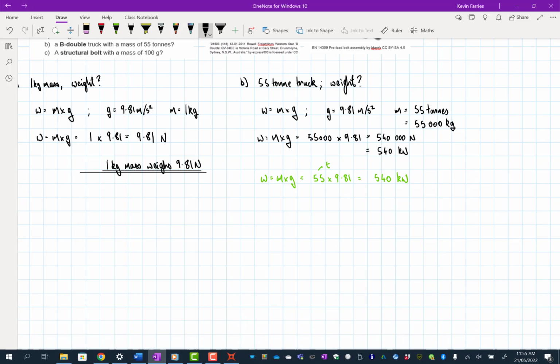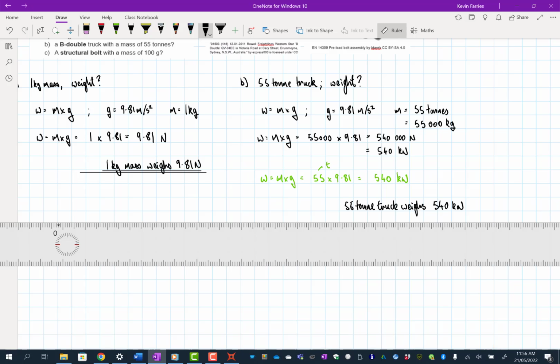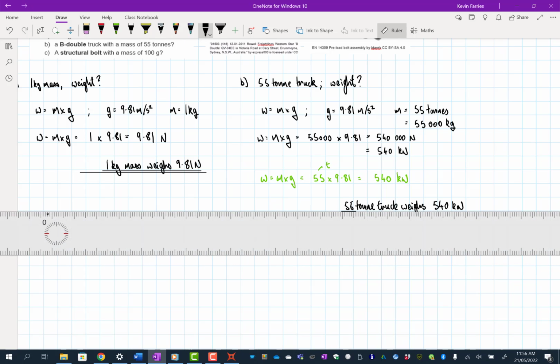So the 55-ton truck weighs 540 kilonewtons. Underline it so you can find it.